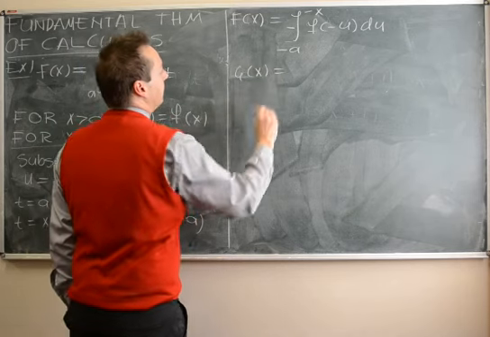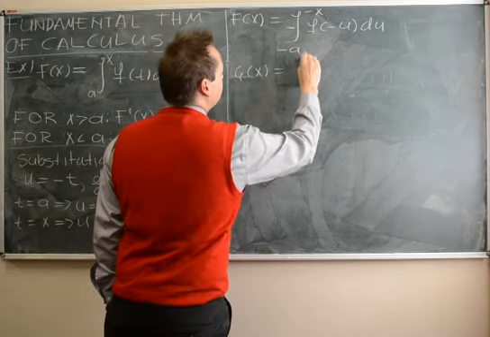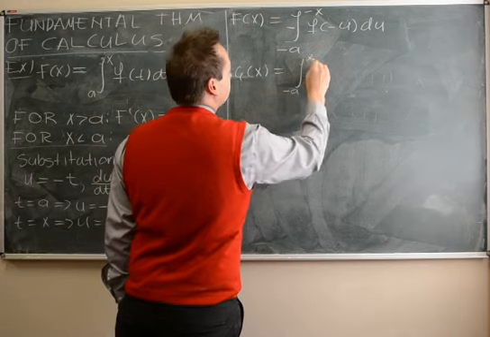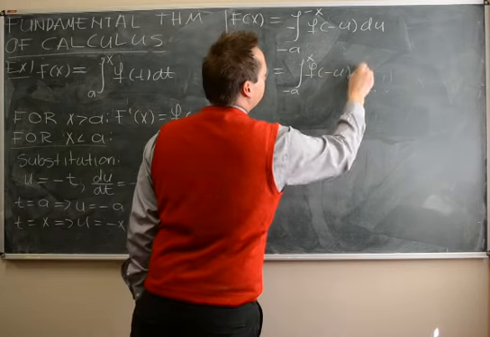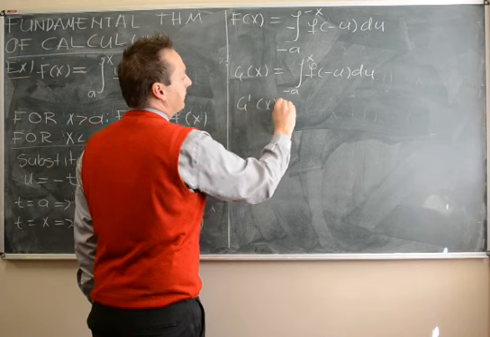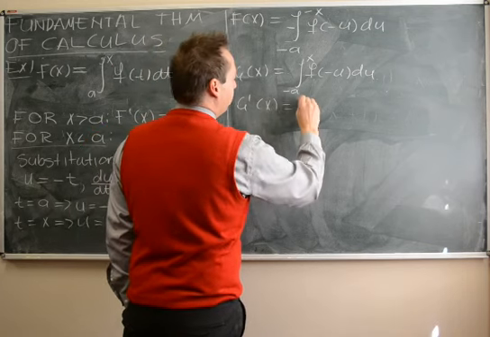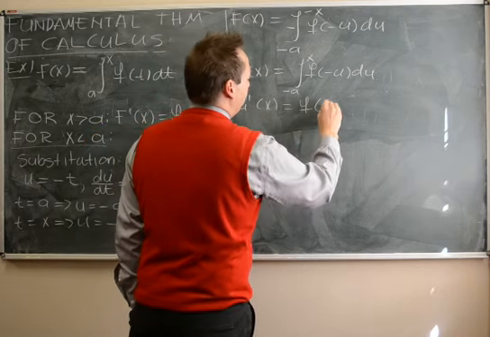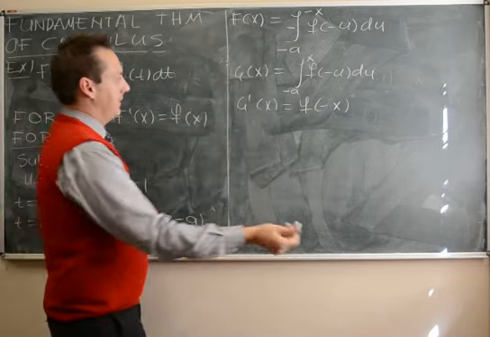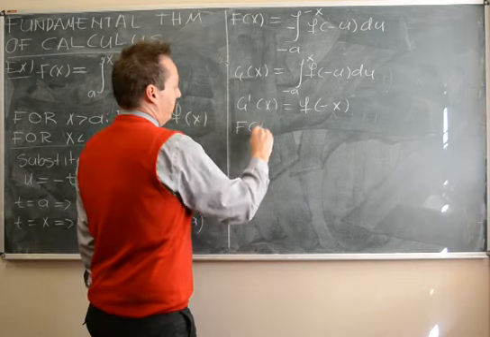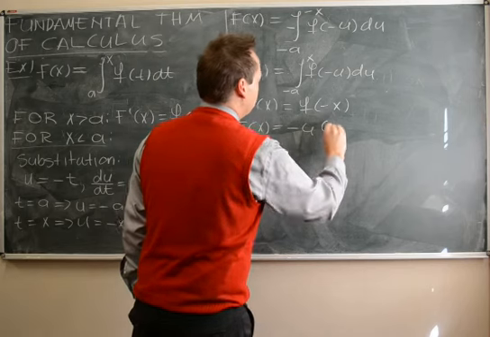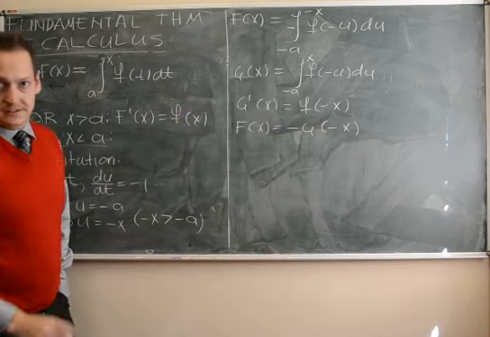Remember, if we put g of x as the integral from minus a to x of f of minus u du, then by the fundamental theorem, its derivative would just be f of minus x. But now, big F of x is minus g of minus x.